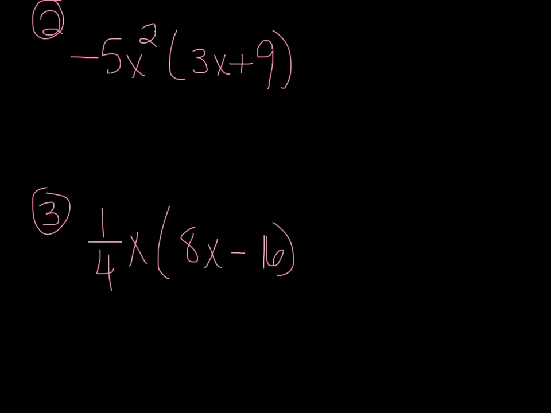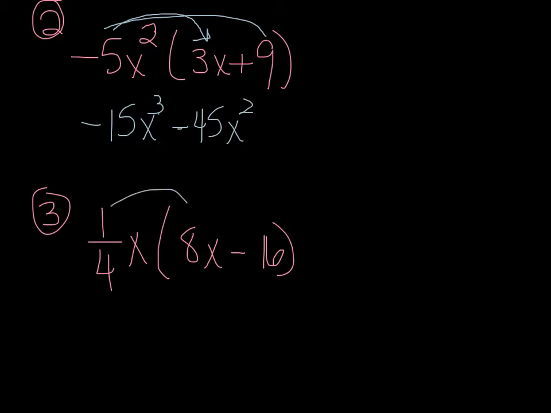Alright, so we have this one. We have negative 5x squared times 3x. So negative 5 times 3 is negative 15, and x squared times x is x to the third. Then we have negative 5x squared times 9. So negative 5 times 9 is negative 45, and we just have x squared.